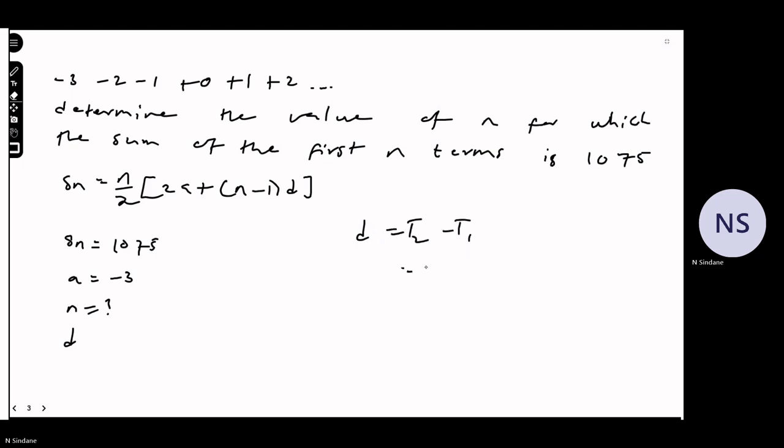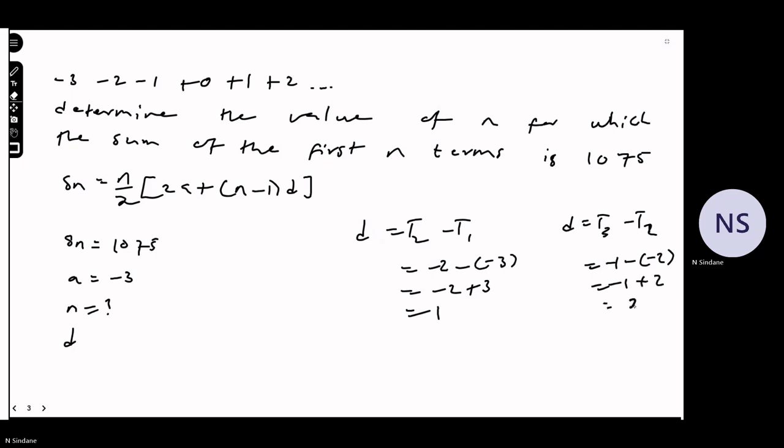Where t2 in this case is negative 2, minus negative 3, then this gives us negative 2 plus 3, which is 1, right? We can also check if this is indeed an arithmetic sequence. So t3 minus t2, where t3 is negative 1, minus negative 2. This is negative 1 plus 2. This is equal to 2, right? Nope, this is equal to 1, not 2, sorry about that. This is 1. Then we know that the difference is 1.